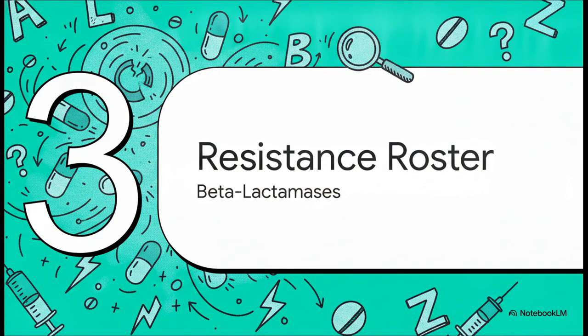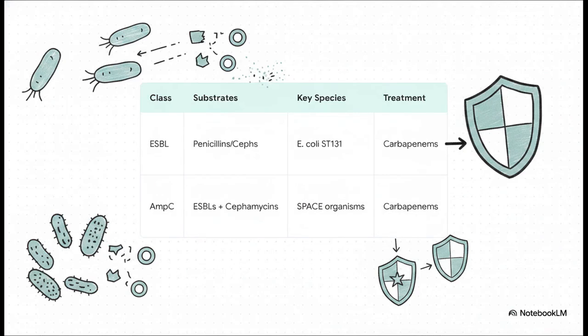So how do we actually treat these? That brings us to Section 3, the resistance roster, where we're navigating the incredibly complex world of beta-lactamases. It really is an alphabet soup of resistance out there, so let's decode it. First up, we've got the ESBLs, or extended spectrum beta-lactamases. You'll typically find these in E. coli ST131. They completely destroy all penicillins and all first through third generation cephalosporins.